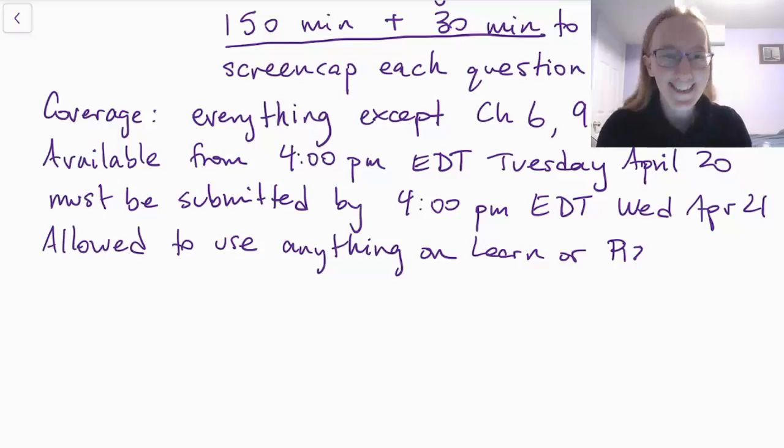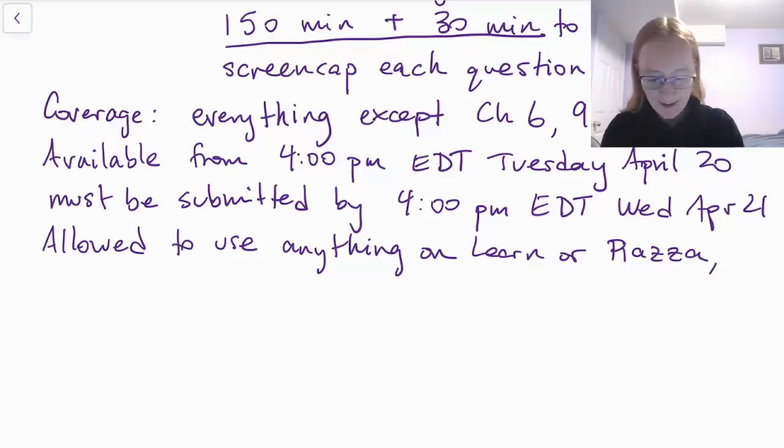I was about to write pizza. I'm so close. Every time I type Piazza, I want to type pizza, but I almost just wrote it. So anything on Learn or Piazza, you can go back and see other things. But it has to be your own work, and you're not allowed to just Google things. So it must be your own work.